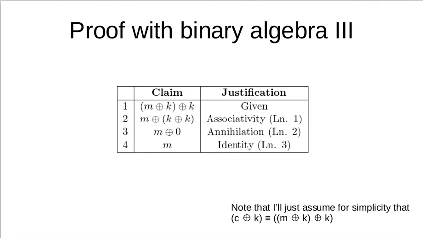And we can prove that M XORed with K twice is identical to itself, by starting with the initial claim, we can apply the associativity principle, then annihilation, and then identity. I'm just narrating at this point.